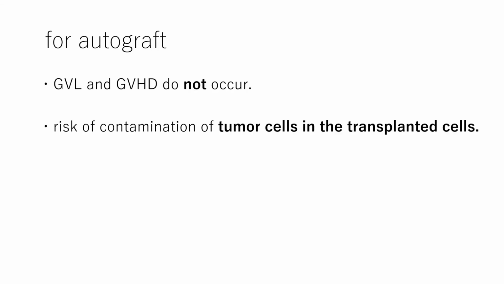On the other hand, in the case of autologous transplantation, the cells that need to be transplanted are derived from the patient's own cells and do not show any immune reaction. This means that GVL, a favorable reaction, also does not occur. In addition, there is a risk of recurrence if the bone marrow is contaminated with tumors when the hematopoietic stem cells are harvested. That's all for our presentation.